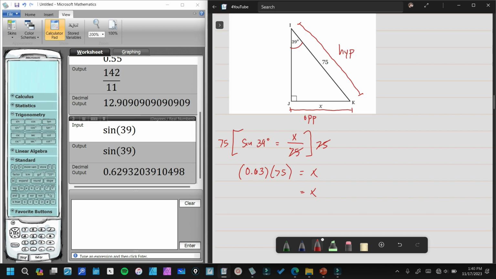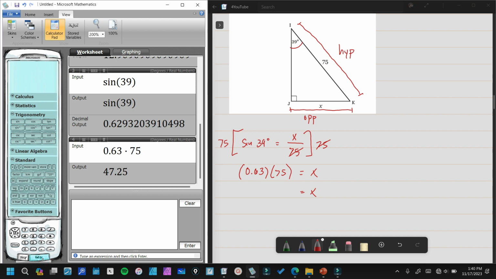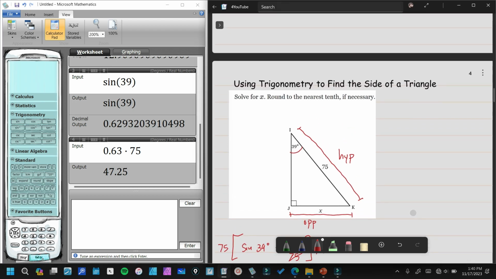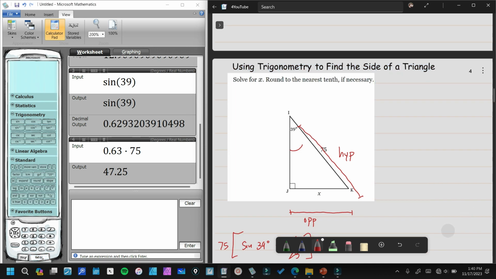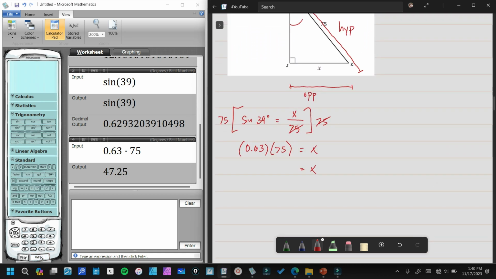So 0.63 times 75 is 47.25, but we need to express our answer to the nearest tenth, so that's 47.3. So our x here is approximately 47.3. All right, so we used the tangent function and we used the sine function.